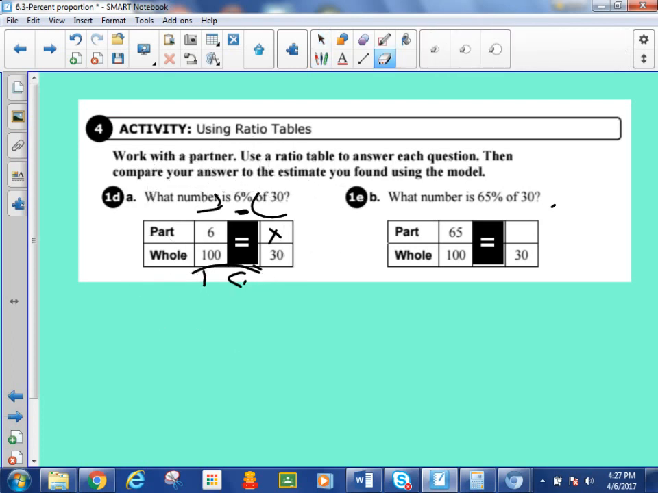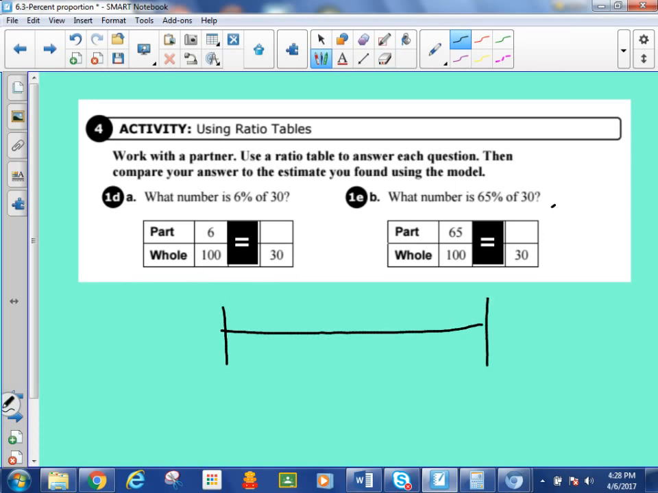All right, let's move on to part B. And so I'll make a model of what your model should have looked like. So I've got my 0% and 100%. And this was going to be 30 because this is my whole of 30. And this is 0. So I'm going to do the same thing. So it's asking me 65%.